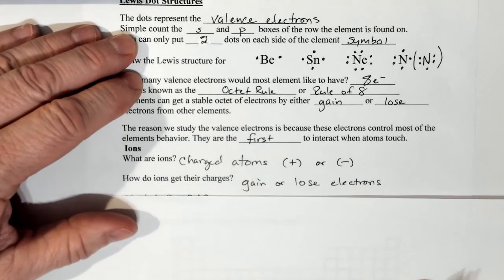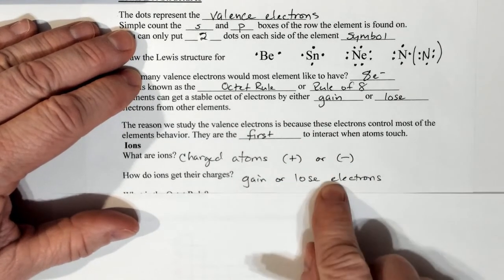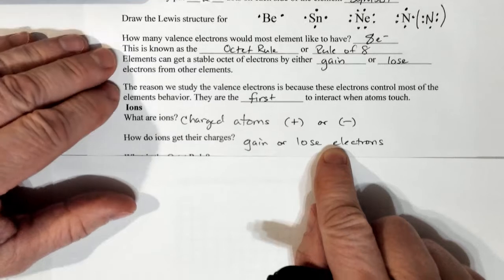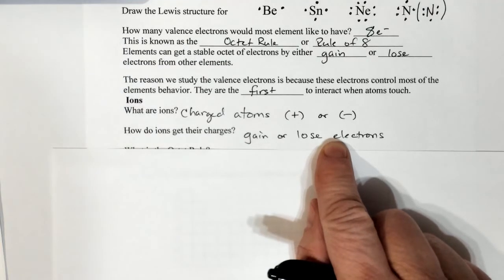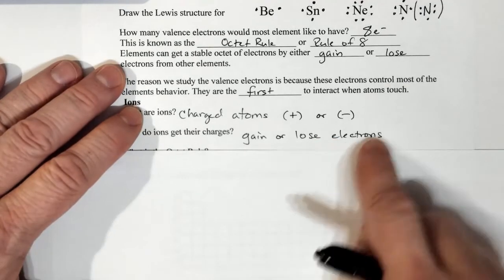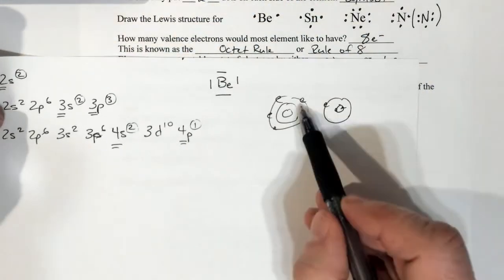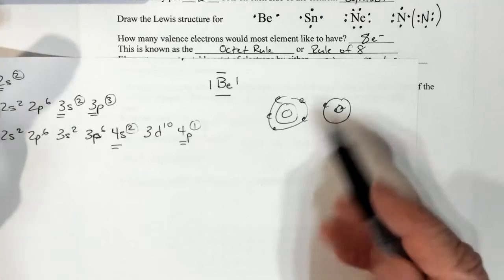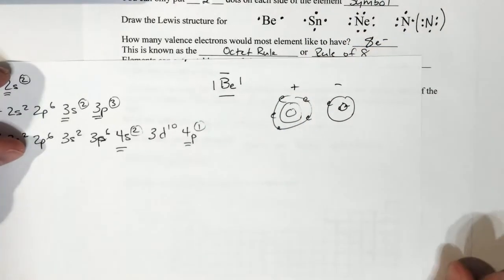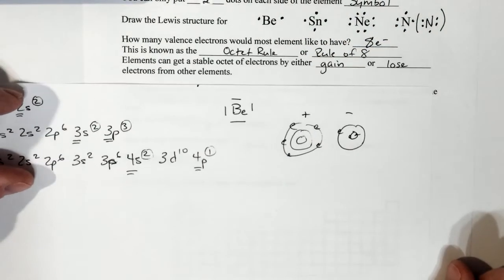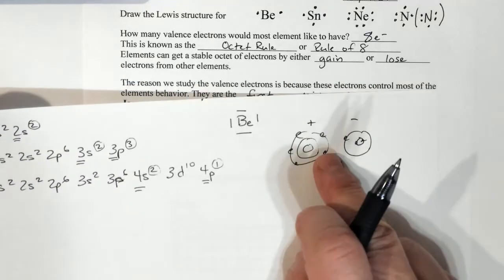So the truth is, a lot of elements do this when they run across other elements. When you're eating food, when you're putting chemicals together, when you're cooking, whatever you're doing, whenever you put atoms together in any form or fashion, their outer electrons begin to interact. And if there's a benefit to swapping and changing electrons and becoming charged, they will do that. So knowing the outer electrons is super important.